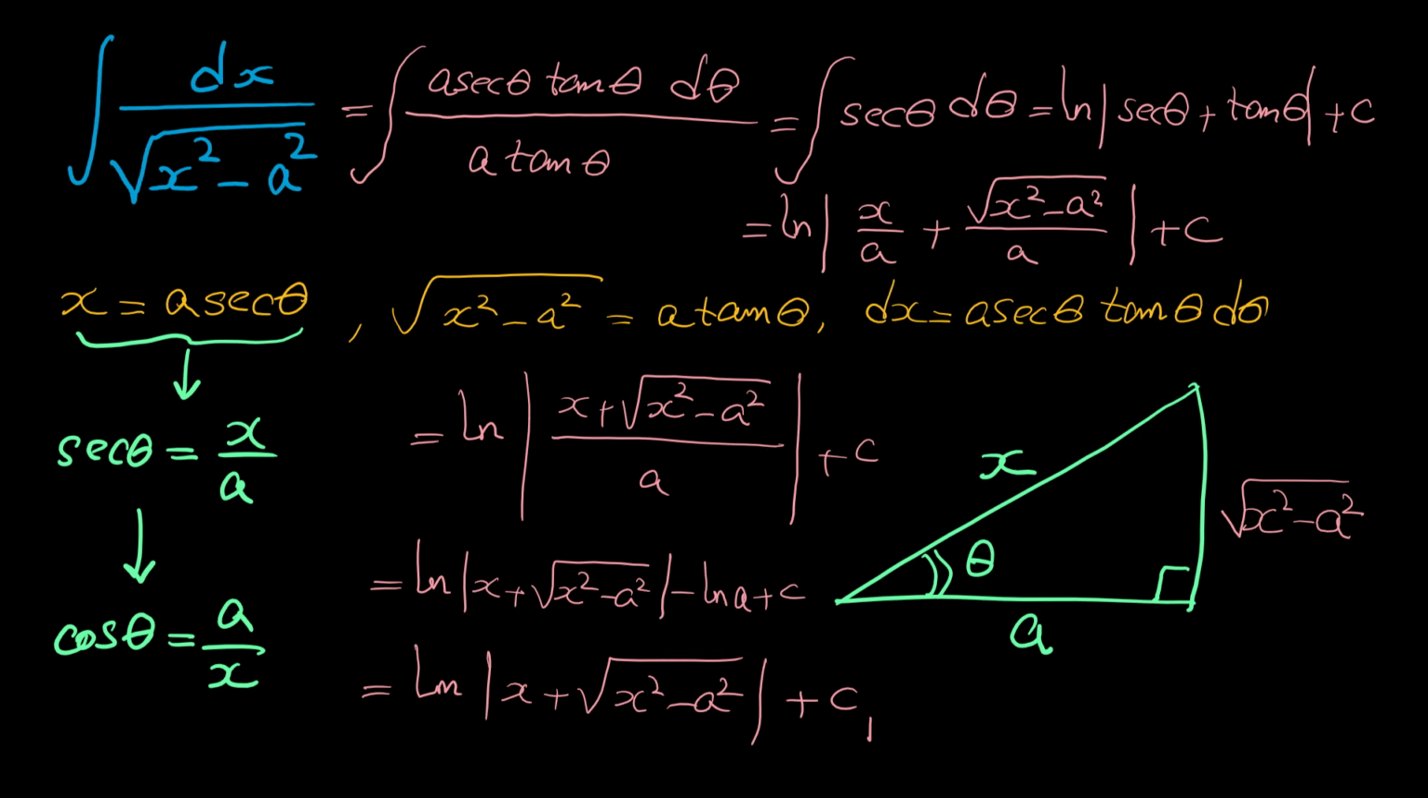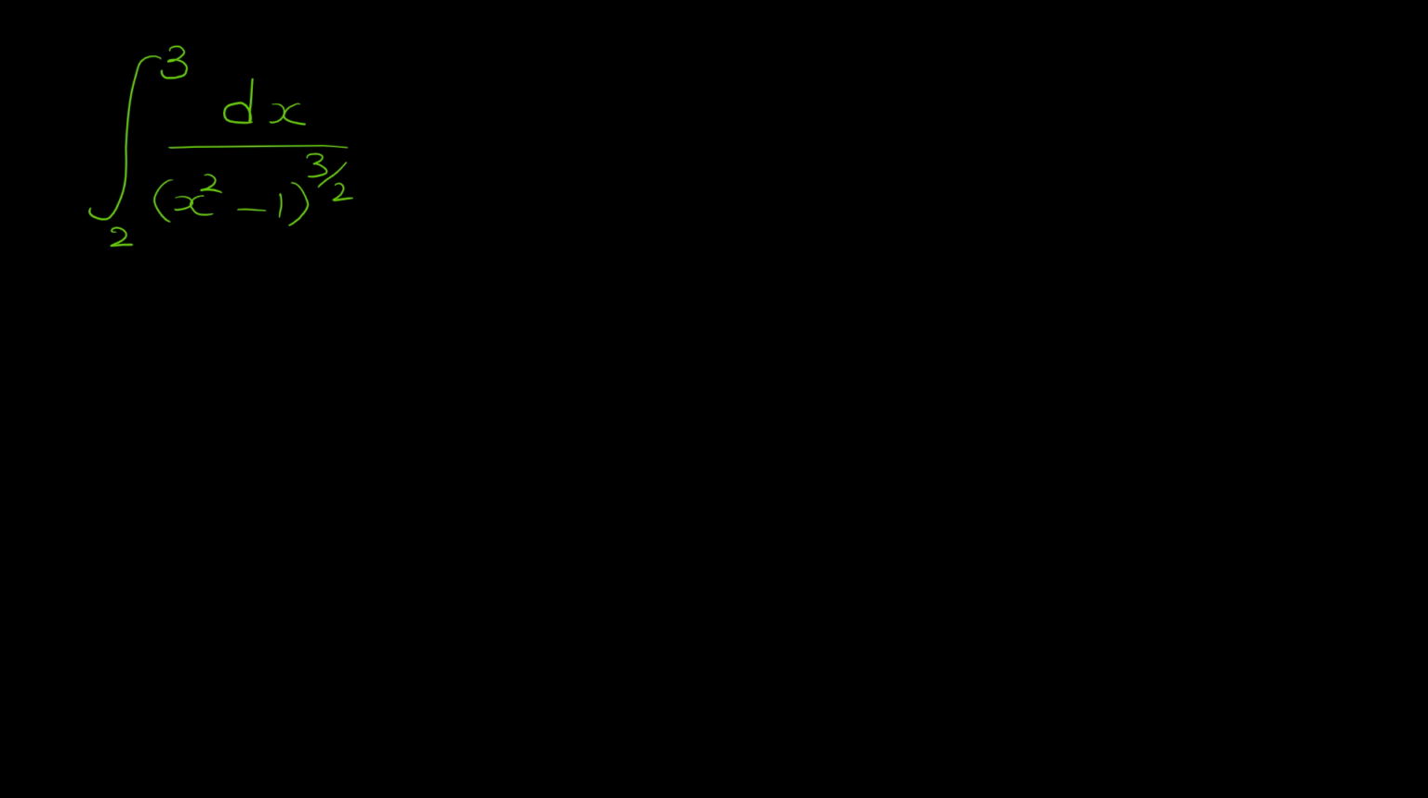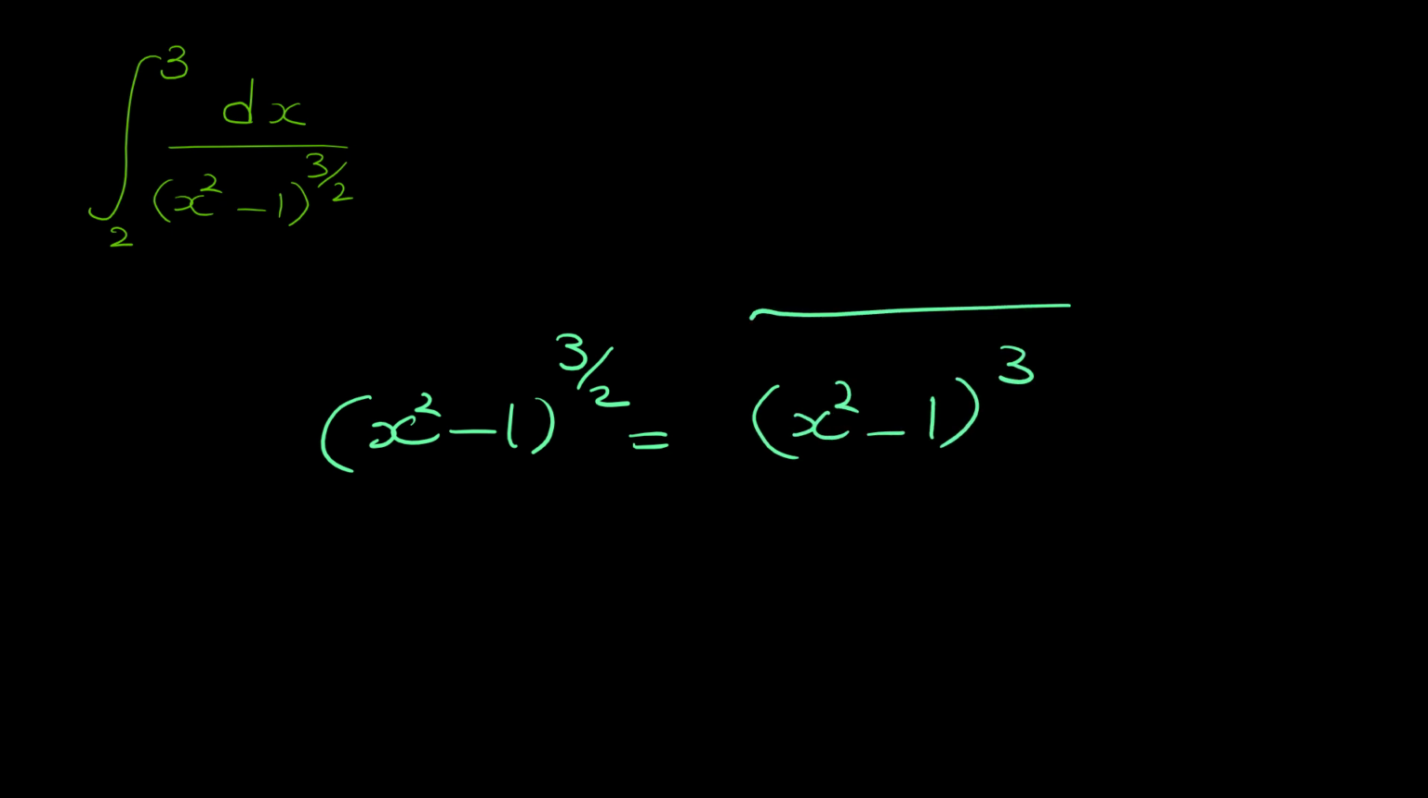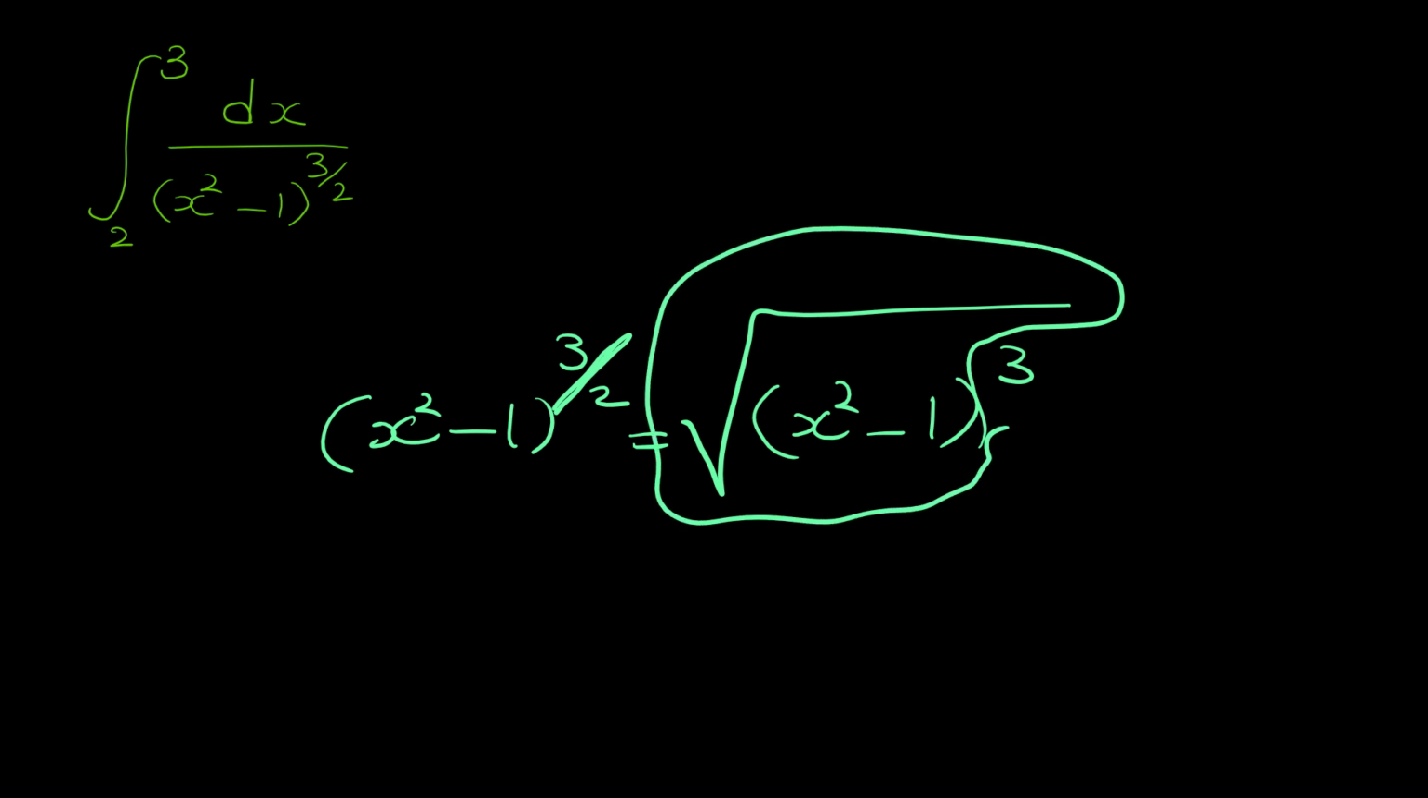Let me show you another example. Integral from 2 to 3 of dx over (x² minus 1) to the power of 3 over 2. First of all, note that this is a definite integral. And maybe you wonder why we have to use this substitution. We don't have any radical x² minus a² here. But attention, we have a radical here. Because (x² minus 1) to the 3 over 2 is basically the radical of (x² minus 1) to the 3, because of 3 over 2. And as you can see, we have a radical x² minus 1.